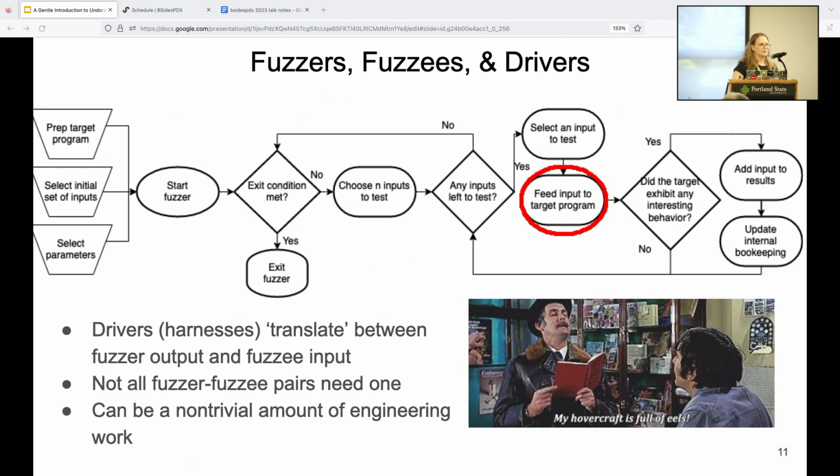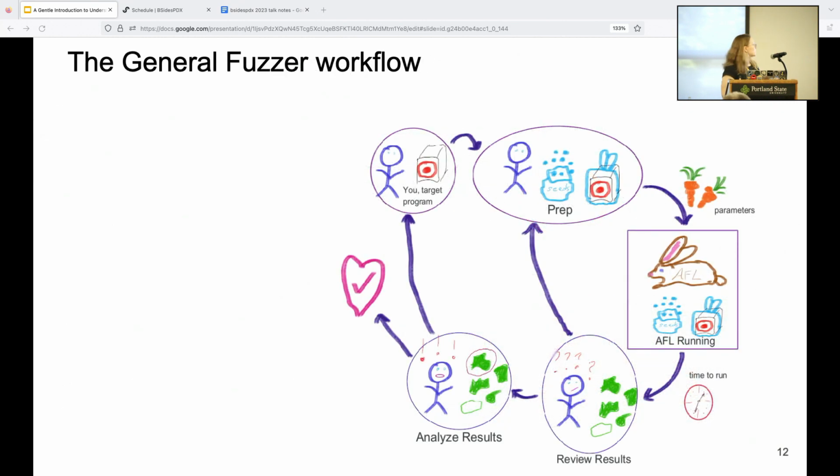Nah. So if there are 100 ways into your program and 100 ways to get inputs in there, you kind of need to probe all 100 if you want to find bugs. If you only probe one, you're probably going to miss stuff. Everyone buy that? This is a thing that gets overlooked by new people fairly often. Don't underestimate the value of your driver if you need one. All right, so what does working with the fuzzer look like?